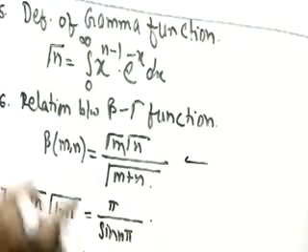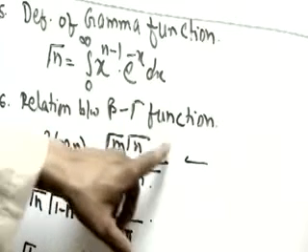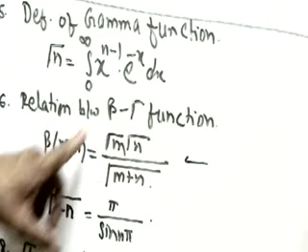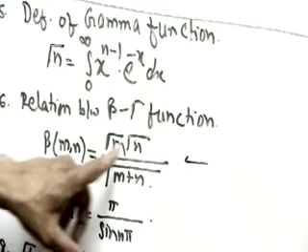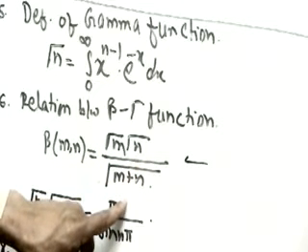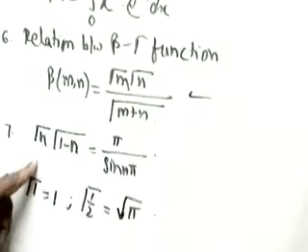Now this is a very important formula, the relation between beta and gamma functions. We generally have to use this formula in many questions. Beta and gamma relation: beta of m comma n equals gamma of m into gamma of n divided by gamma of m plus n. Gamma of m into gamma of n by gamma of m plus n.